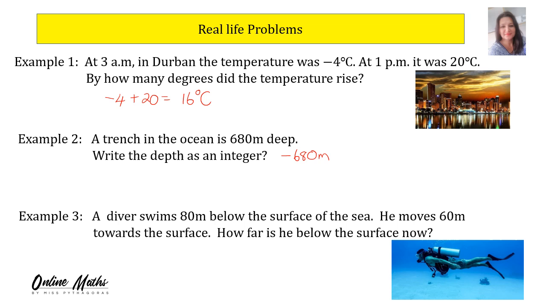Example 3. A diver swims 80 meters below the surface of the sea. He moves 60 meters towards the surface. How far is he below the surface now? So this means the diver is at minus 80 meters, and then he moves up towards the surface plus 60 meters. And then you say minus 80 plus 60 is -20 meters.